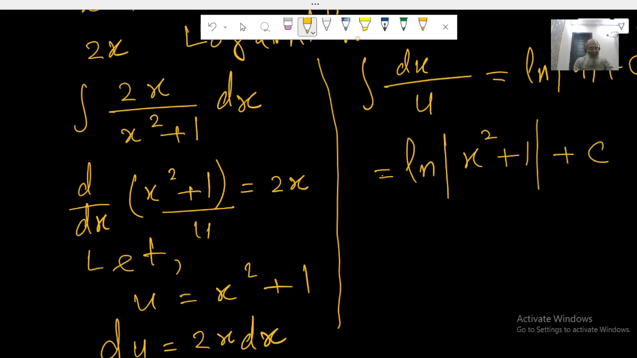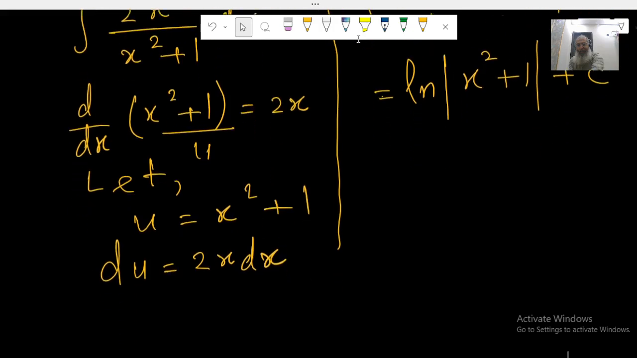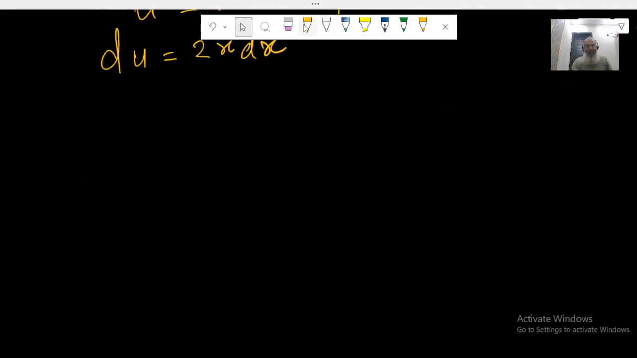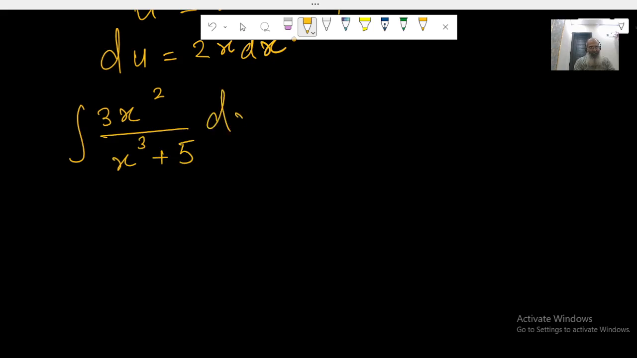Isn't it simple? Now I give you another example. Here I write another integral: 3x squared divided by x cubed plus 5. Now, my dear students, you have actually captured the idea. Now the idea is in your grasp.